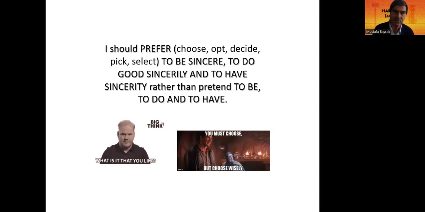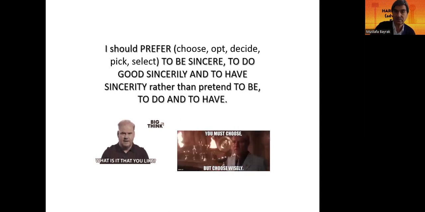So the given on the left says, what is it that you like? What is it that you like? What is it? Okay. You must choose, but choose wisely. Yes, you must choose. You cannot live without choosing, but choose wisely. Okay.